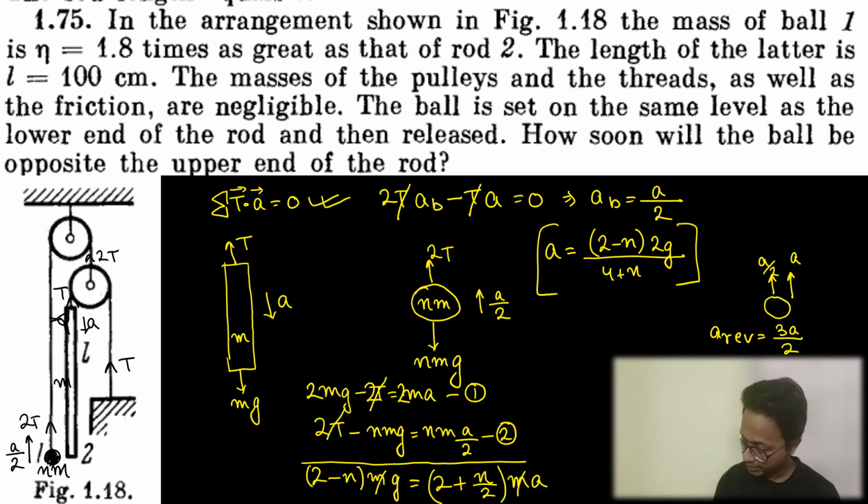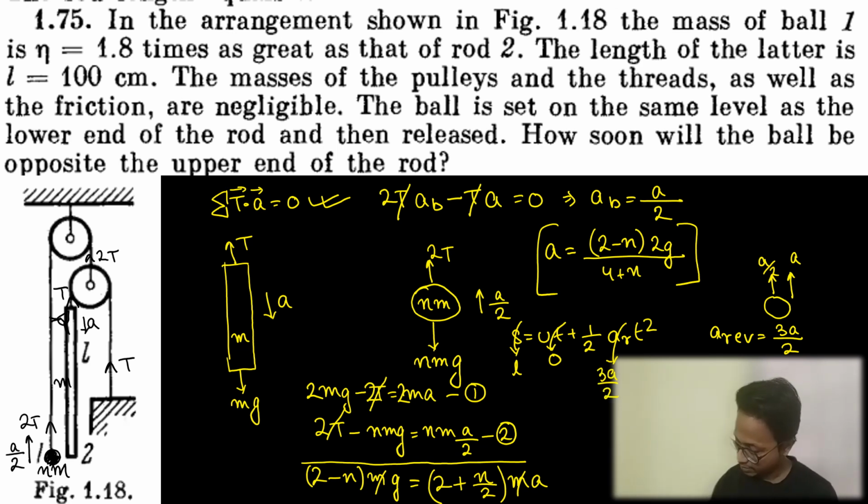So the time taken, how soon? I'm simply applying s is equals to ut plus half at square, where a is the relative acceleration. Here s is equals to L. Initial velocity is equals to 0 because in the initial position all the things were stagnant. They were not moving with any velocity. Okay, out here relative acceleration is equals to 3A by 2, and find out the time.